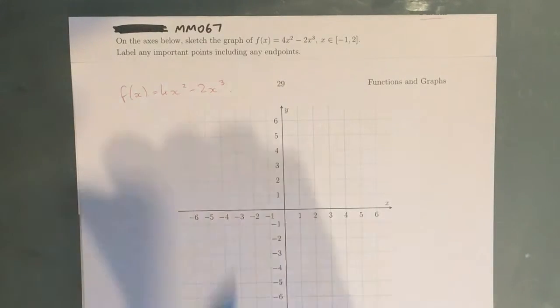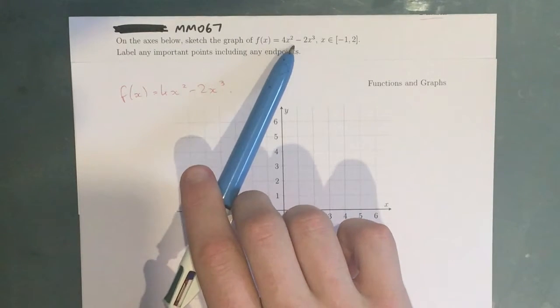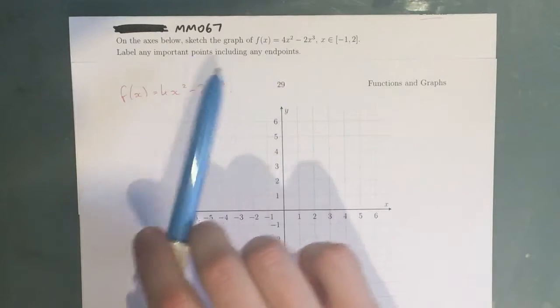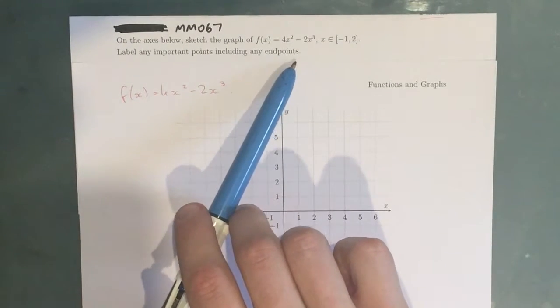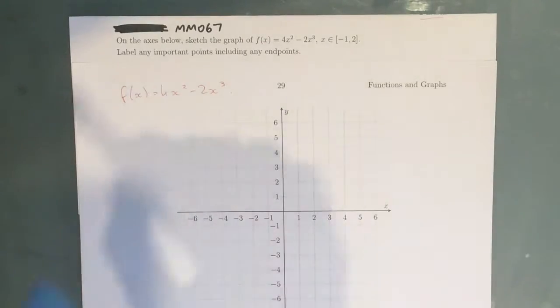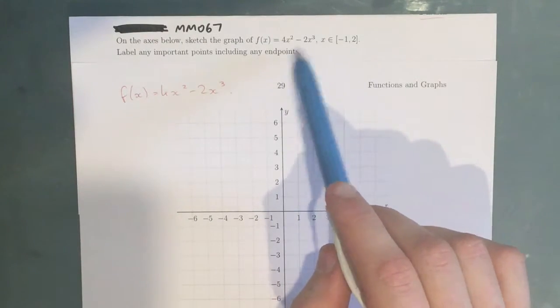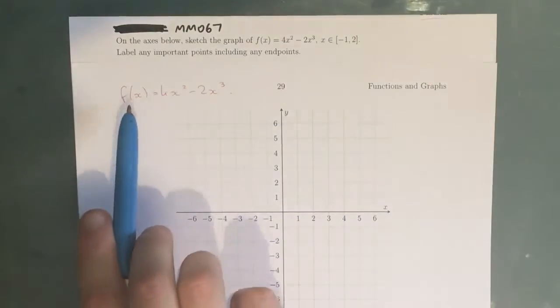Another graph drawing one. So we've got, on the axes below, sketch the graph of f of x equals 4x squared take 2x cubed, where x is an element of -1 to 2. Label any important points, including any endpoints. So, in this case, we don't need to label the turning points, but you'll see that as I draw it. So I've rewritten the question here.